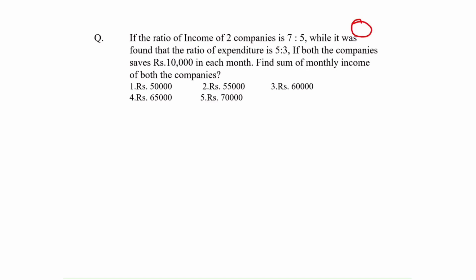It was found that the ratio of expenditures is 5:3. Both the companies save 10,000 each month. Find the sum of the monthly income of both the companies. So, 7 parts is the income and expenditures are 5 parts and 3 parts. Therefore, savings will become 2 parts for each company. The 2 parts is given as 10,000.